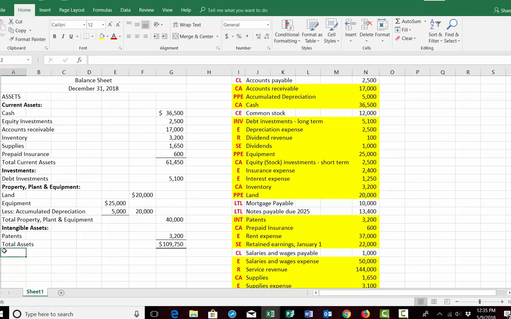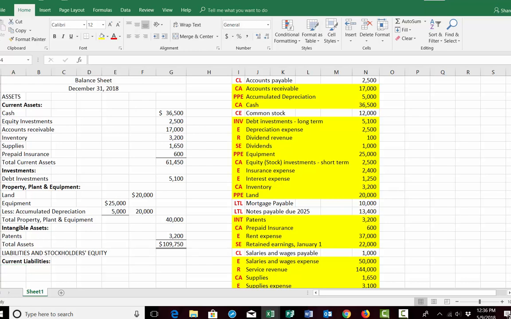Okay, so now what we hope is that when we get to our total liabilities and stockholders' equity, we get the same amount. Okay, so next is liabilities and stockholders' equity. And again, we're going to start with our current. So in this case, current liabilities. Current liabilities are any liabilities that we plan on liquidating within the next year. So let's see what we have here.